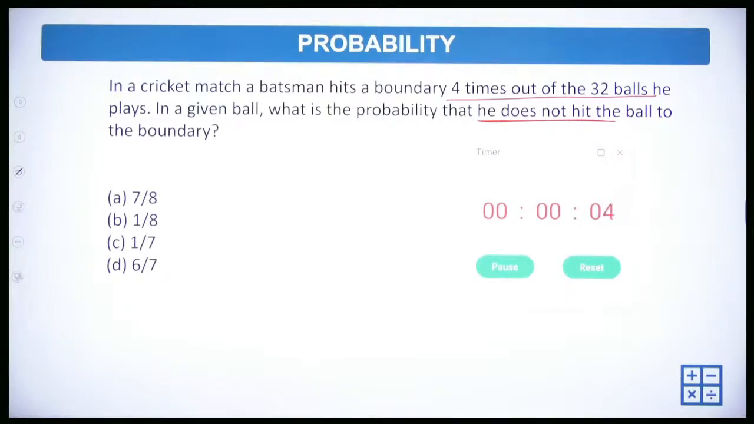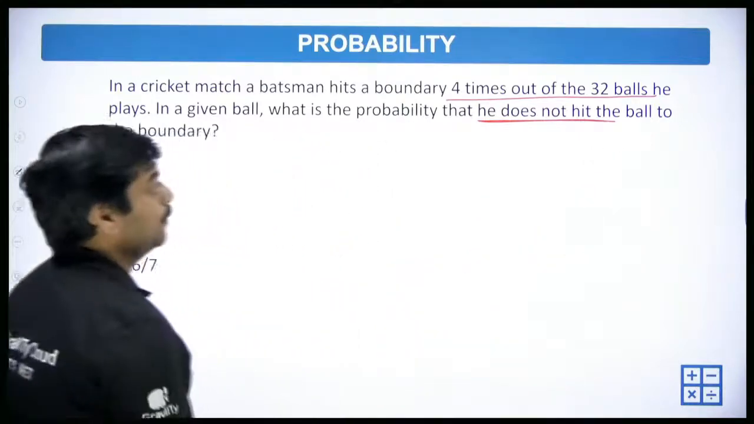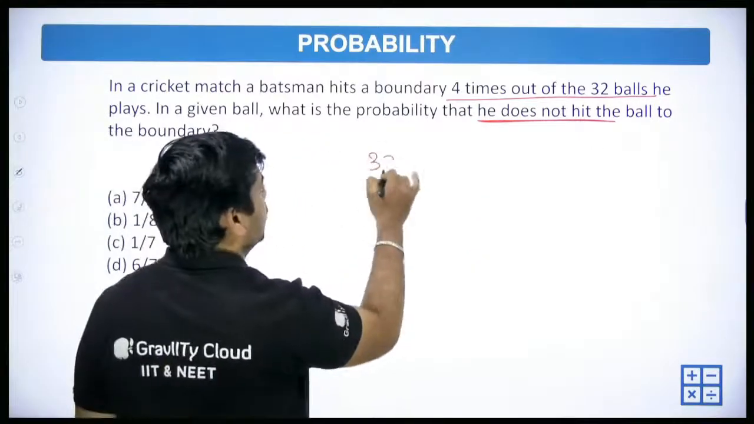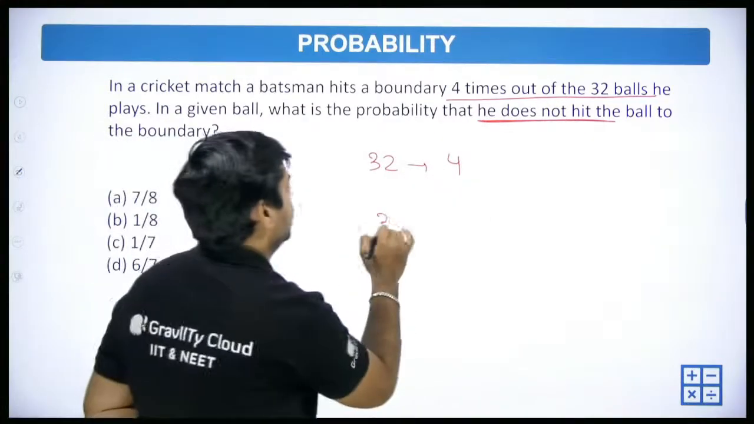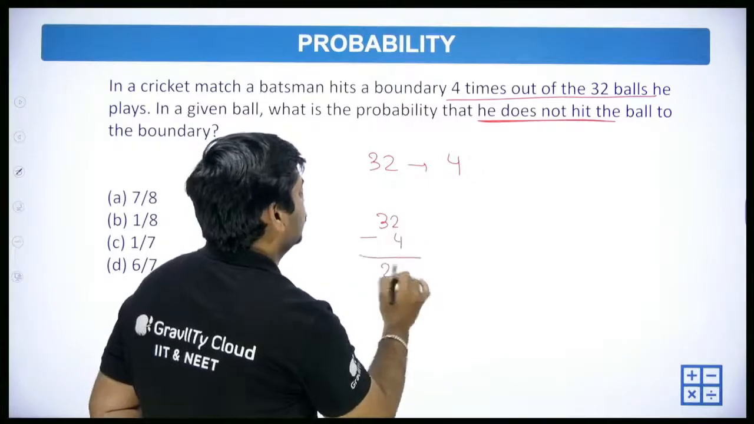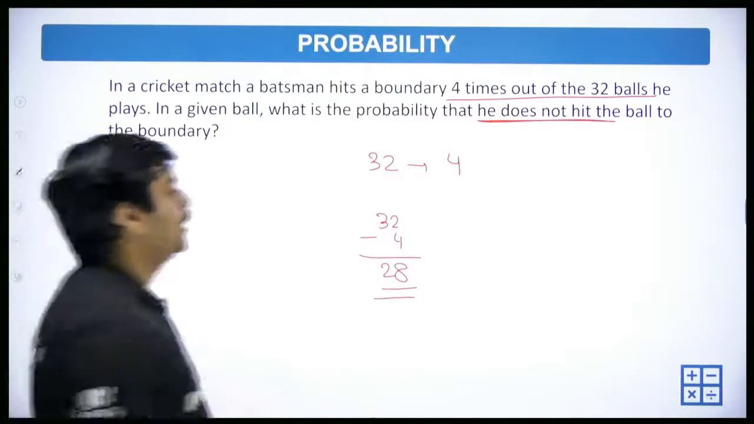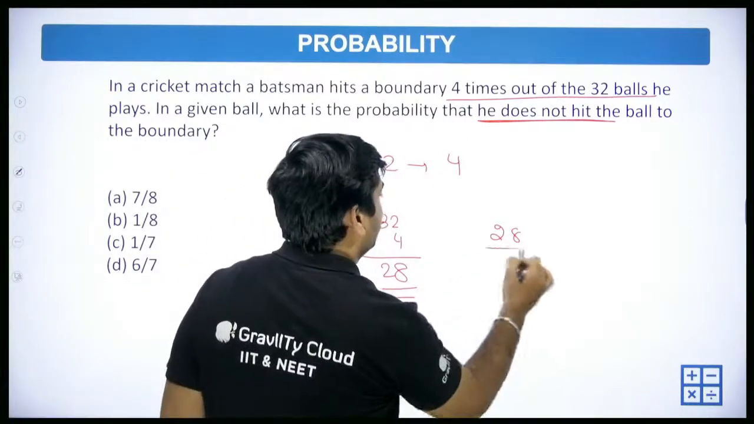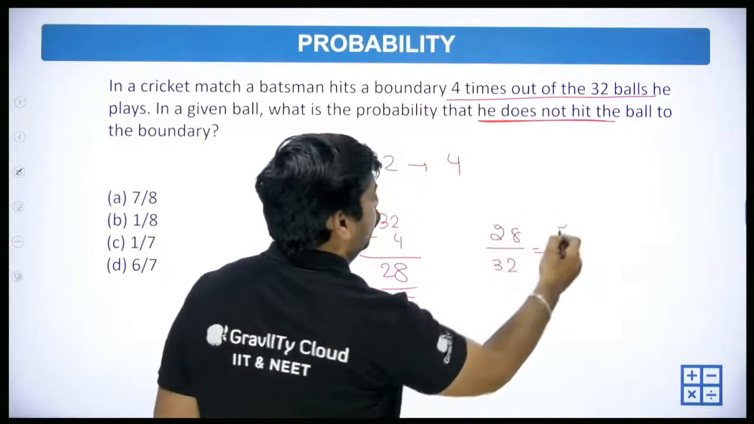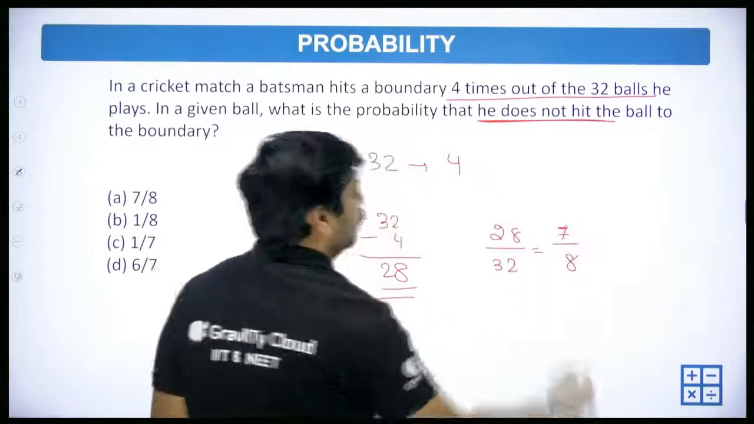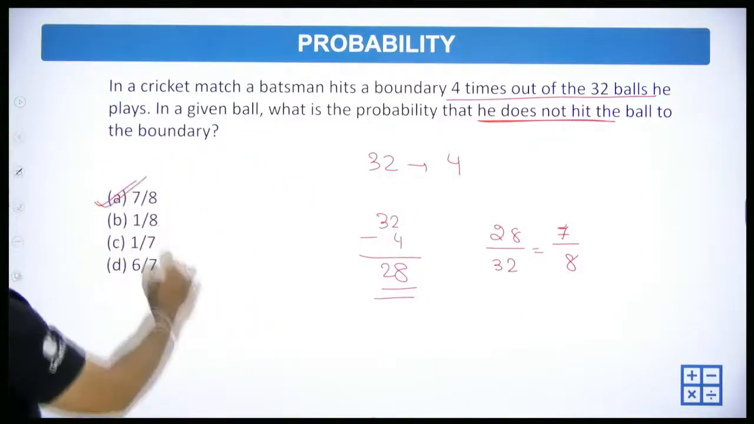Last 5. So let's see, out of 32 if he is hitting 4 times, how many balls are there without hitting the boundary? 32 minus 4, 28 balls are not hitting the boundary. So what is the probability? 28 by 32. We can cancel 4 with 4: 4 sevens are 28 and 4 eights are 32. So 7 by 8, that is option A, the correct answer, right?